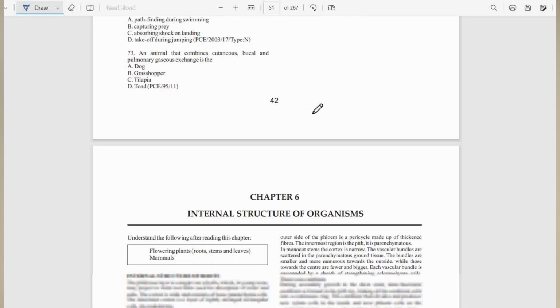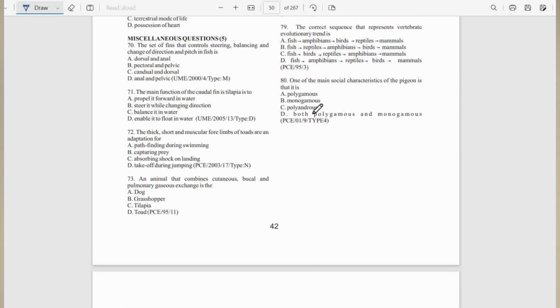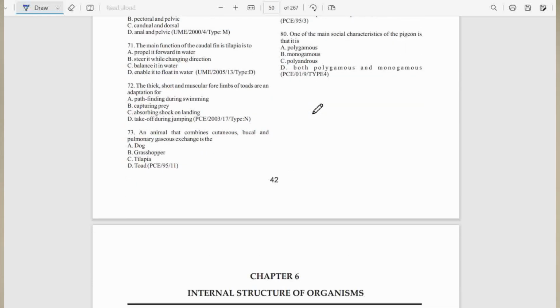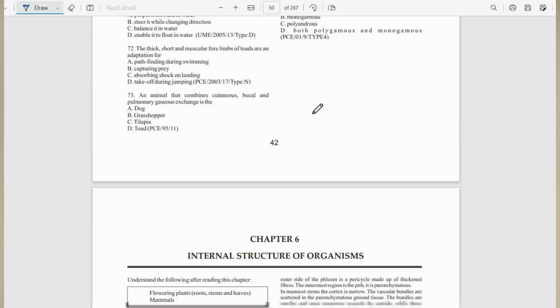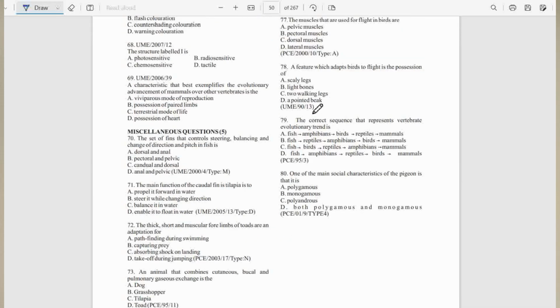So on that note, we would draw the curtain here, and in the next video we will move on to talk about the next topic, which is the internal structure of organisms.